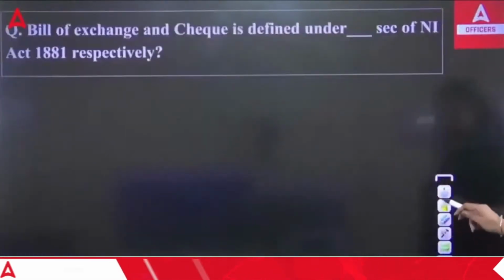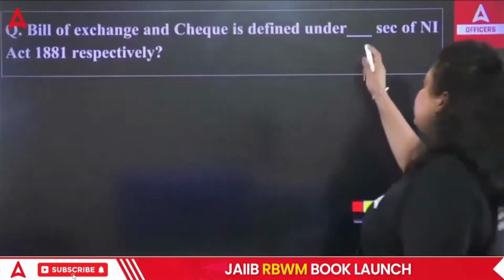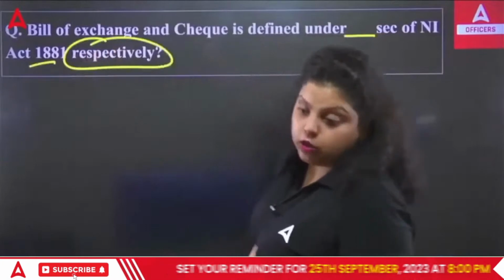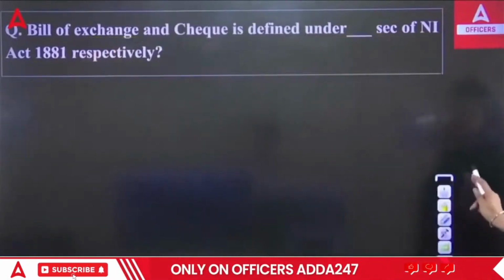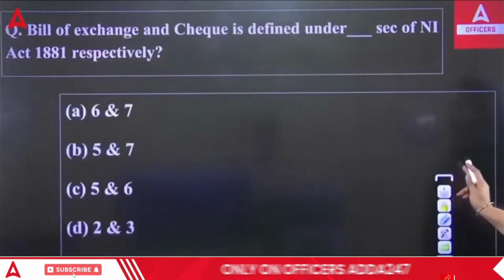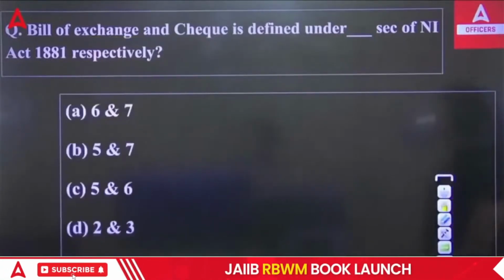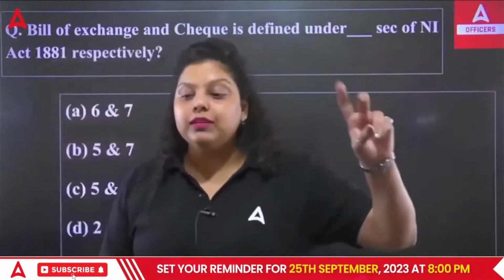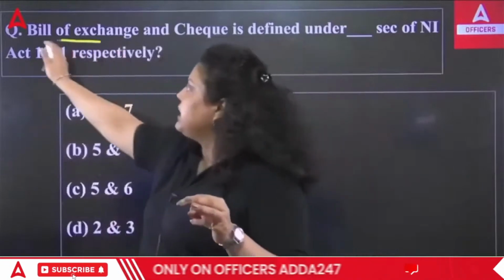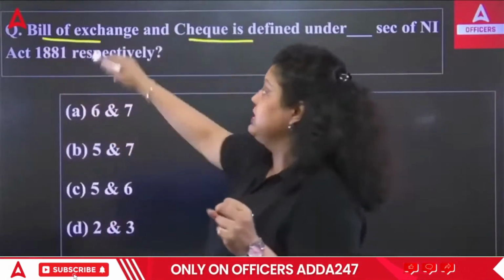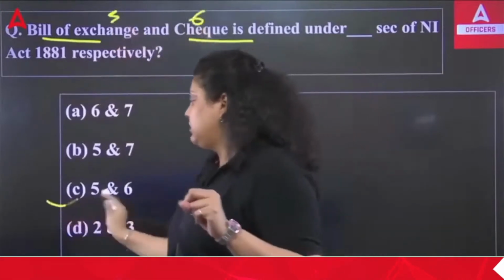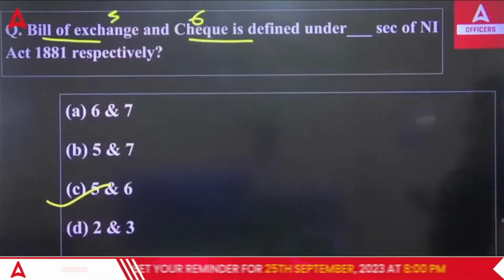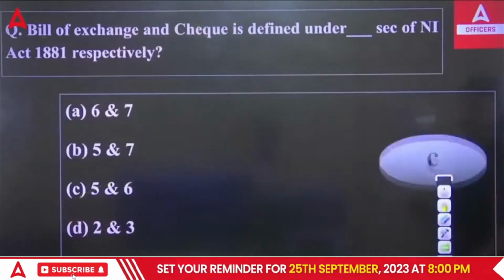Next, third question. The bill of exchange and check are defined under dash section of the Negotiable Instrument Act 1881 respectively. Which of the following is the section of bill of exchange and check? I have told you that there are three negotiable instruments defined under section 13 of the Negotiable Instrument Act: promissory note, bill of exchange and check. Out of that we are asking, bill of exchange and check are defined under which section? Section 5 and section 6. So the right answer will be your C option. Section 5 defines the bill of exchange and section 6 defines the check.